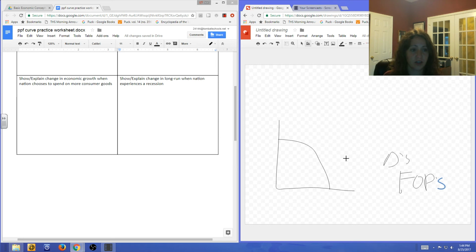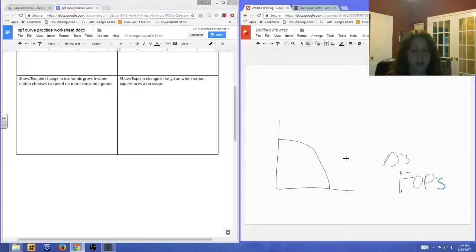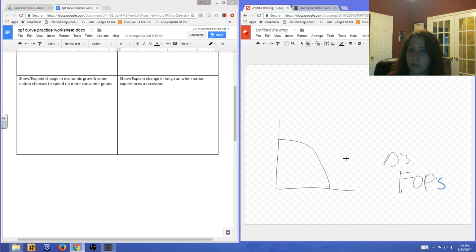Show/explain change in economic growth when the nation chooses to spend more on consumer goods. Okay, this is going to be an introduction to the idea of a movement that causes a shift. So in this scenario, you're thinking, okay, well, if a country is spending more on consumer goods, businesses are probably going to make more consumer goods. Like, let's say that, can I add words? I can add a little text box here.